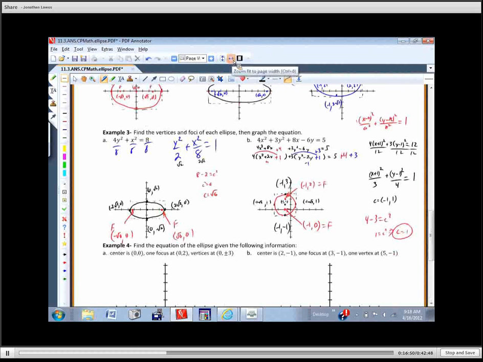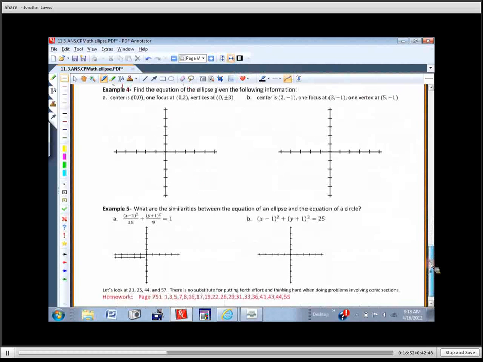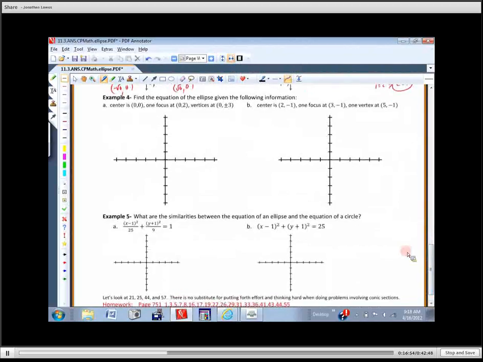Okay, let's take a look. We've got 4 more, and then we'll look at some from your assignment. It says, find the equation of the ellipse given the following information. Now, it doesn't say graph, it just says come up with the equation. So I've given you some graph paper there just so you can chart this out. It's a lot easier if we just plot the information.